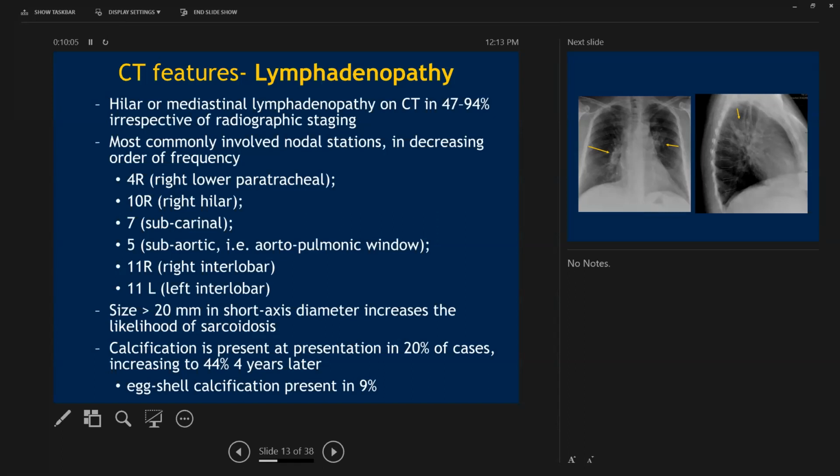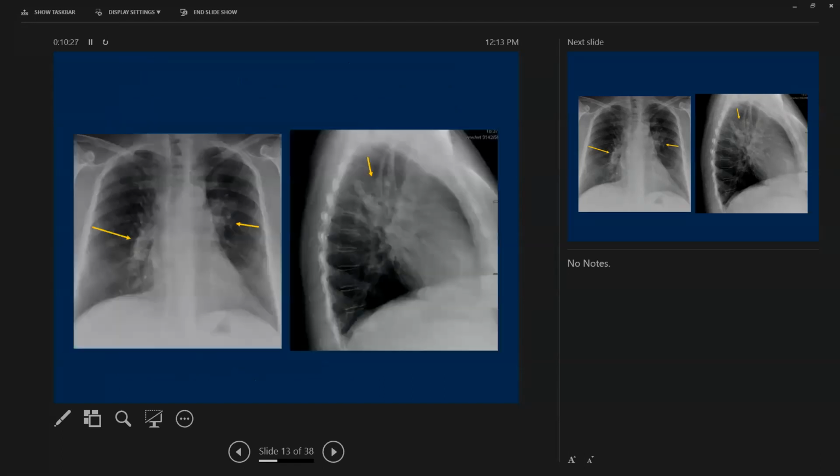Now, calcification is frequently present at first diagnosis in 20% of the cases, and it can increase to 44% as time progresses. Eggshell calcification is something that we frequently talk about to our trainees. It's in only about 9% of cases. The other instance of eggshell calcification is silicosis, and then we rarely talk about treated lymphoma.